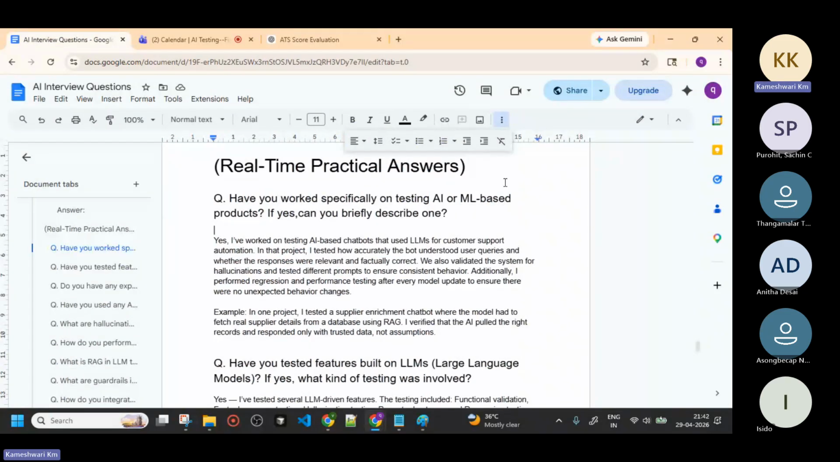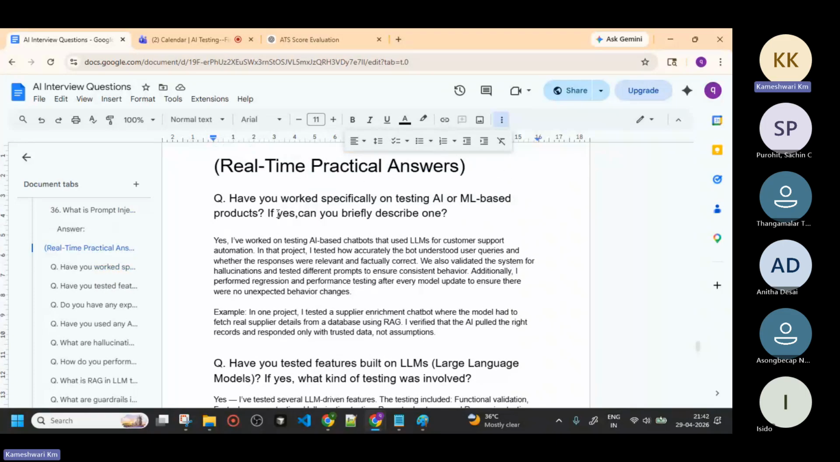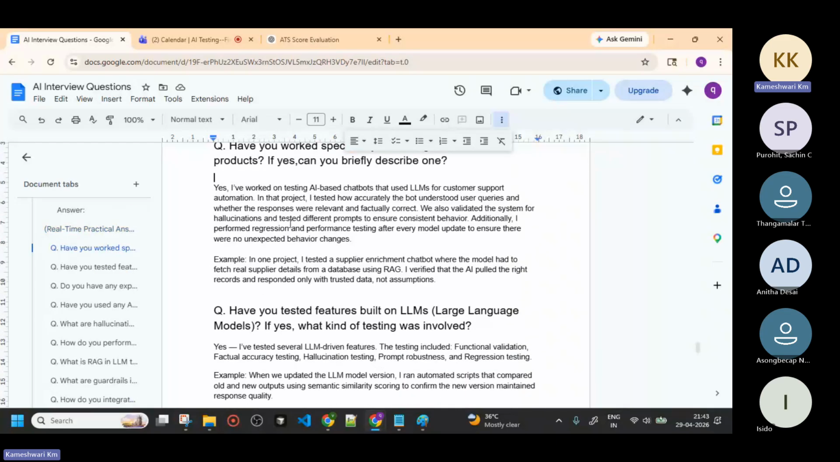Moving to our real-time practical answers. So first thing they will ask: have you worked specifically on testing AI or ML based products? If yes, can you briefly describe one? This is the real question. This has been designed on my work experience, so you may feel it a little bit different.